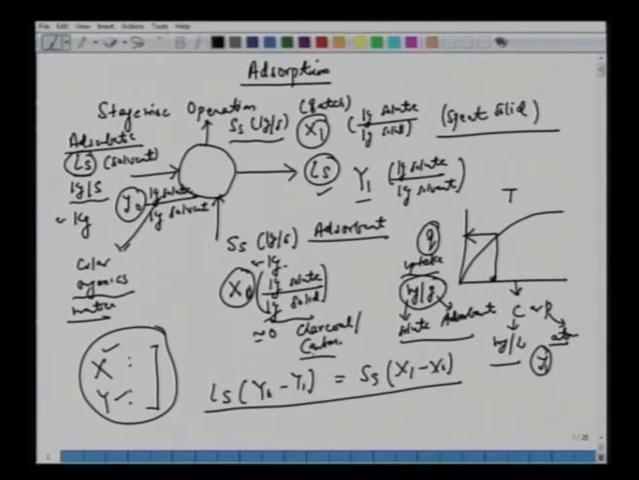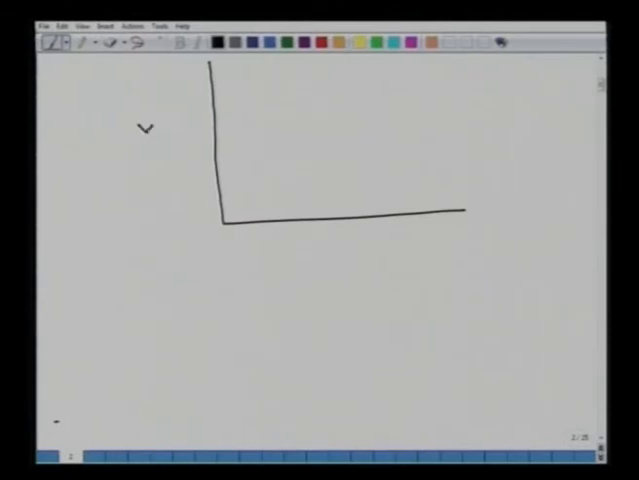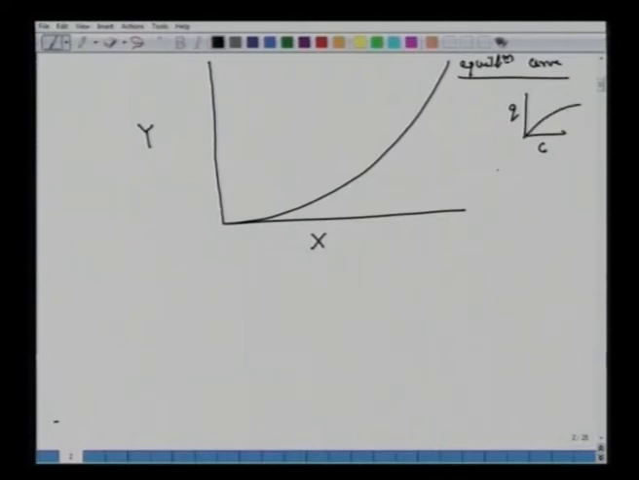So essentially, if you want to plot on this y versus x graph, this will be your, let's say, equilibrium curve. All we have done is convert the q versus c in terms of y versus x. So y is kg of solute per kg of solvent, and x is kg of solute per kg of solid.